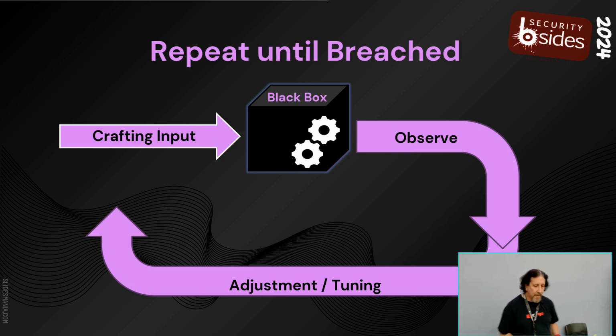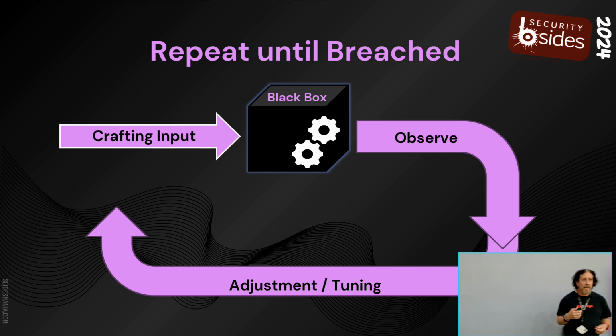So that brings us to a nice little cycle here where we repeat until breach. We craft input, shove it into this black box, which is the application that we're attacking, and we're observing the output. And then based on the observation, we're making adjustments, tuning to our input, and continuing on until we get something that gives us a starting point to launch an attack.